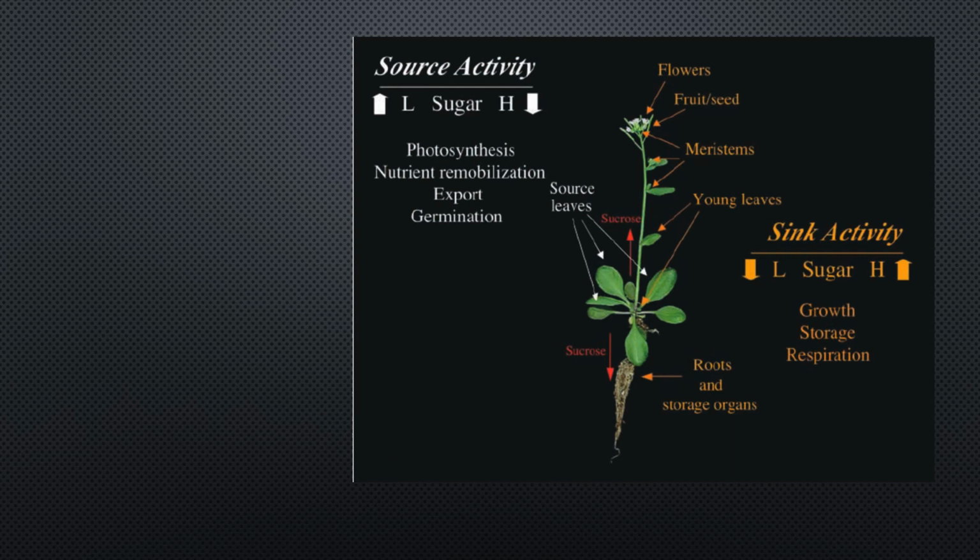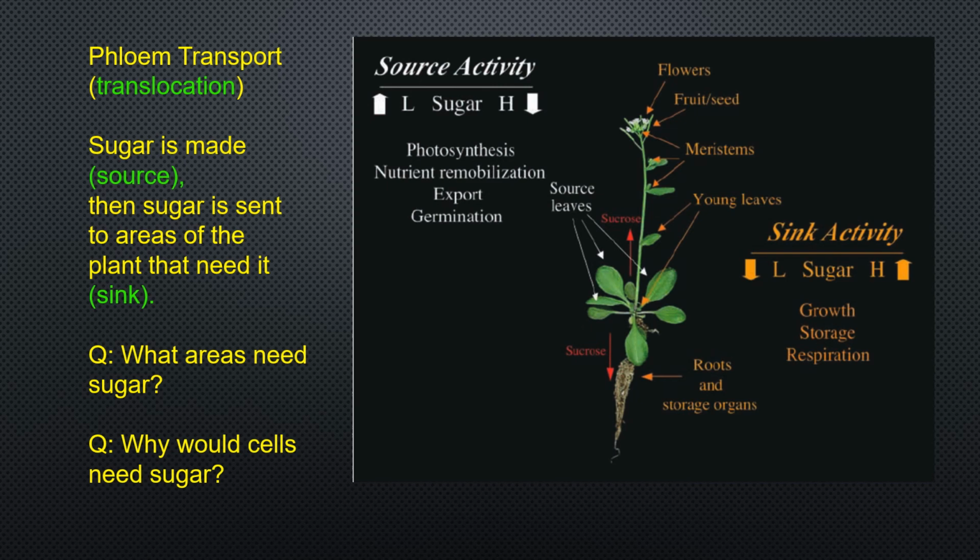Okay, so what about the sugars? We've learned how we can get water throughout the plant, and it always goes from the roots up to the shoots and the leaves. So what about the sugar? So just like water is transported through xylem, the sugars are transported through the phloem, and that's a process called translocation. So sugar is made in basically all those areas of a plant that can photosynthesize.